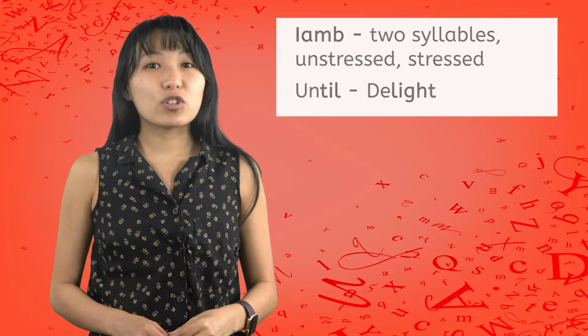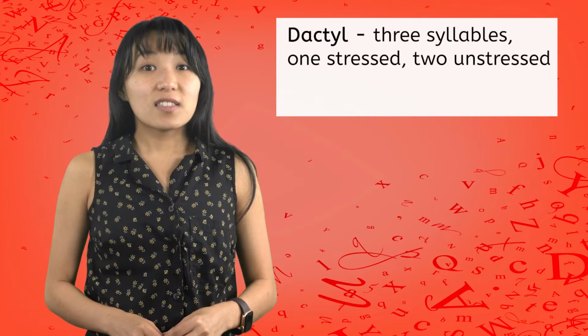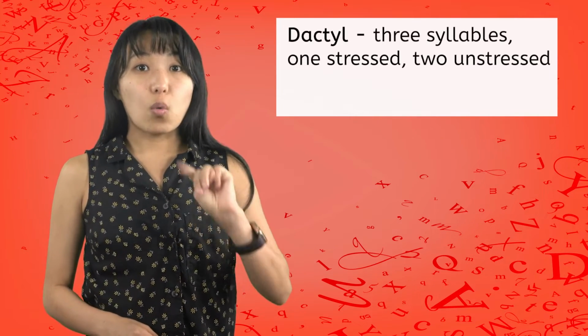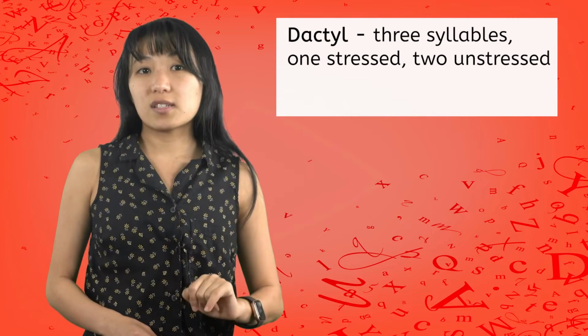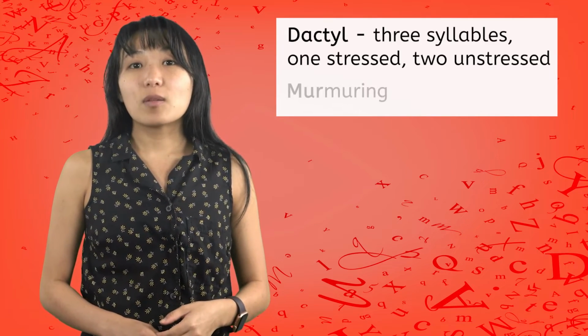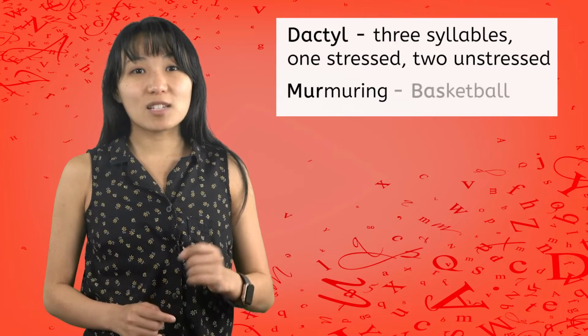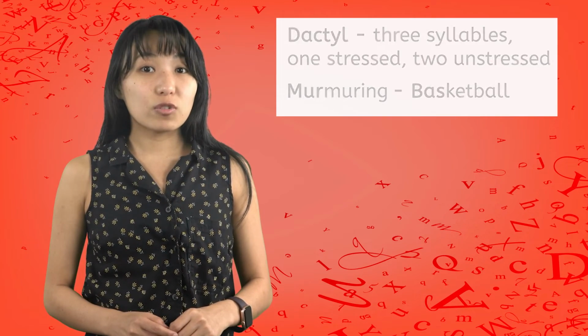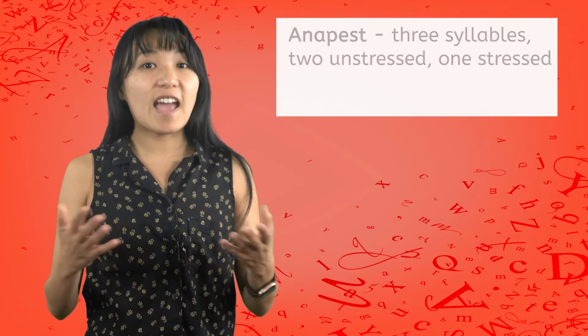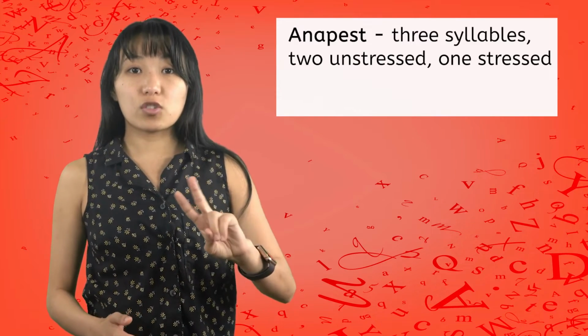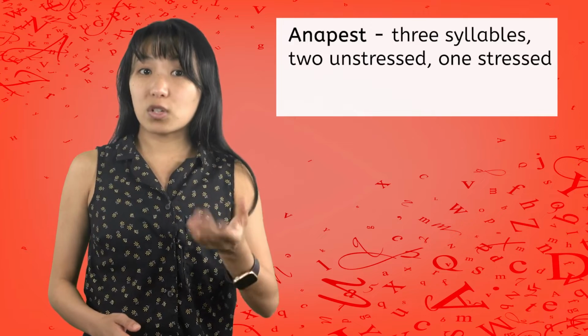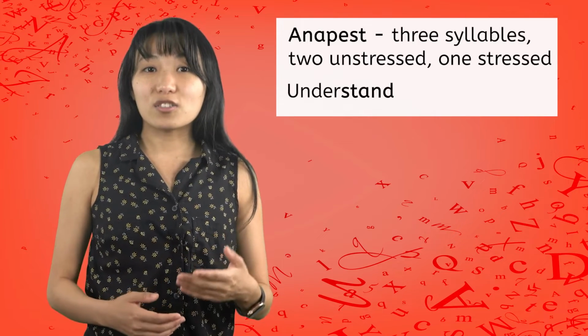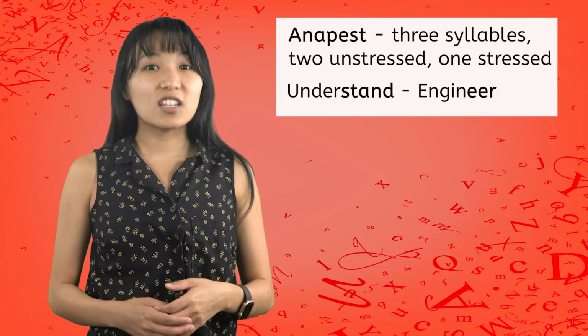The next type of metrical foot is called a dactyl. This consists of 3 syllables, 1 stressed, 2 unstressed. Examples include words like murmuring or basketball. The final metrical foot we're exploring this week is called an anapest. This pattern consists of 3 syllables, 2 unstressed, and 1 stressed. Good examples include words like understand and engineer.